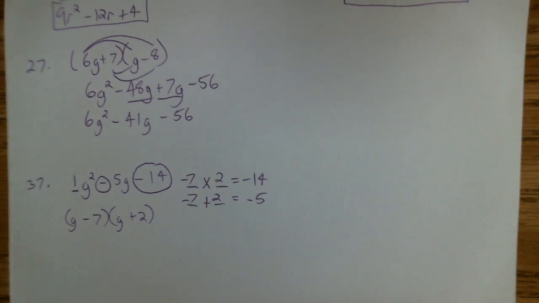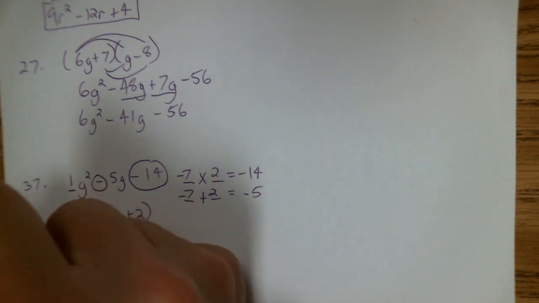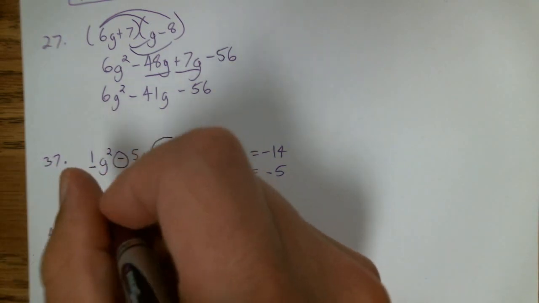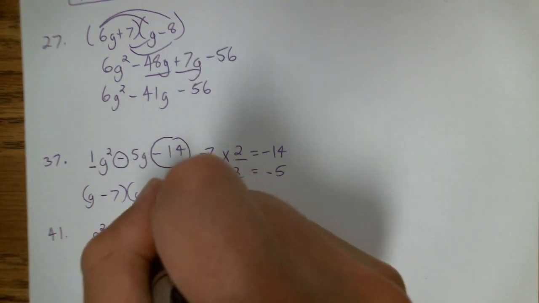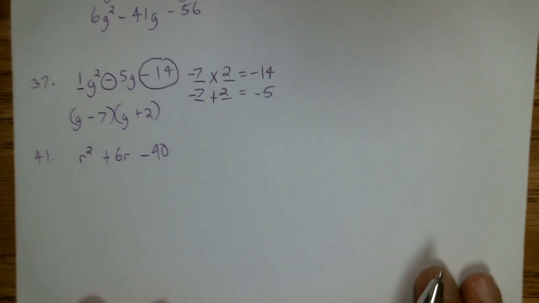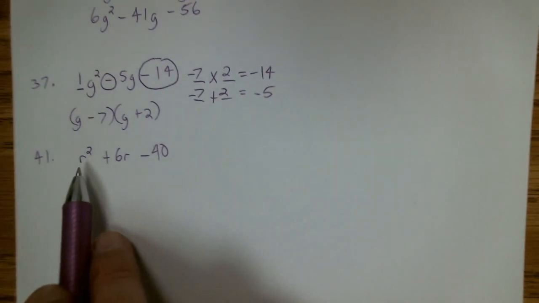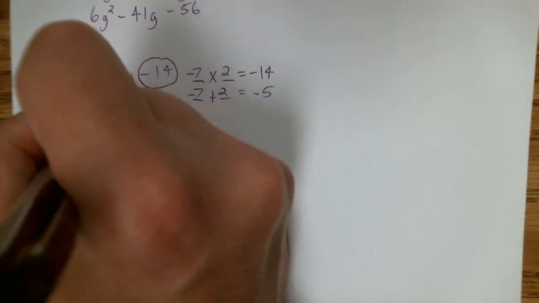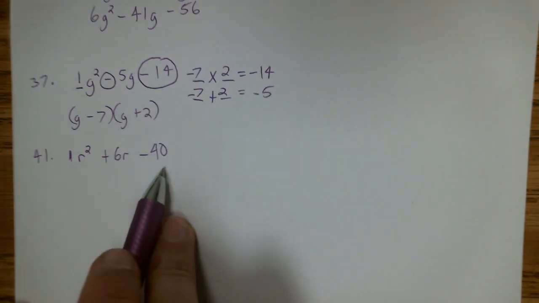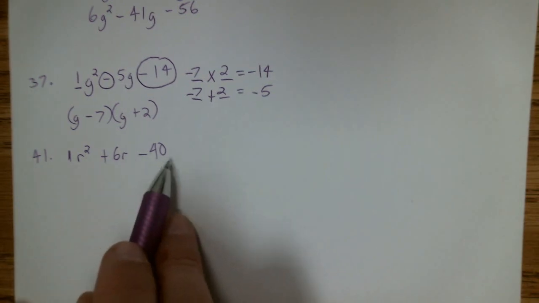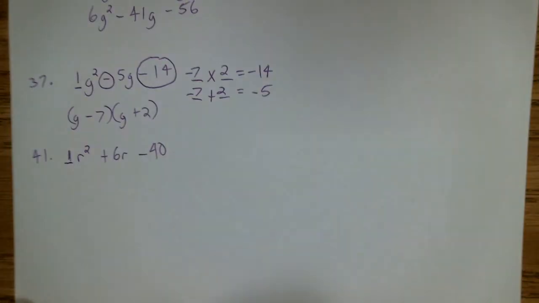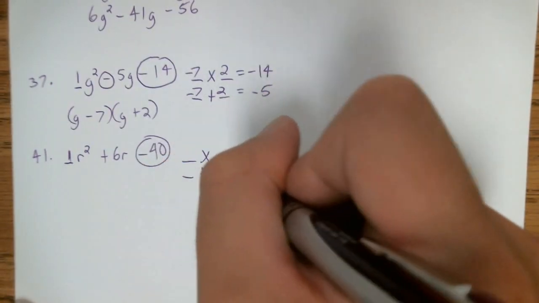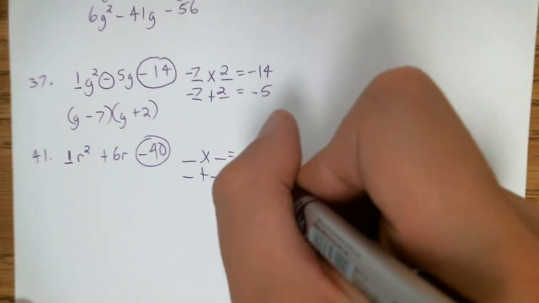Okay, let's move on. What else? We've got number 41. Okay, 41, I got an r squared plus 6r minus 40. Okay, let's go through that same hierarchy, same thinking process. It's not a special case because 40 is not a perfect square. A is 1. There's no GCF that I can pull out. Nothing divides evenly, and the 40 doesn't have an r, so that's an understood 1. So when that's a 1, all I do is what times what gives me negative 40, and at the same time what plus what gives me this 6 in the middle.